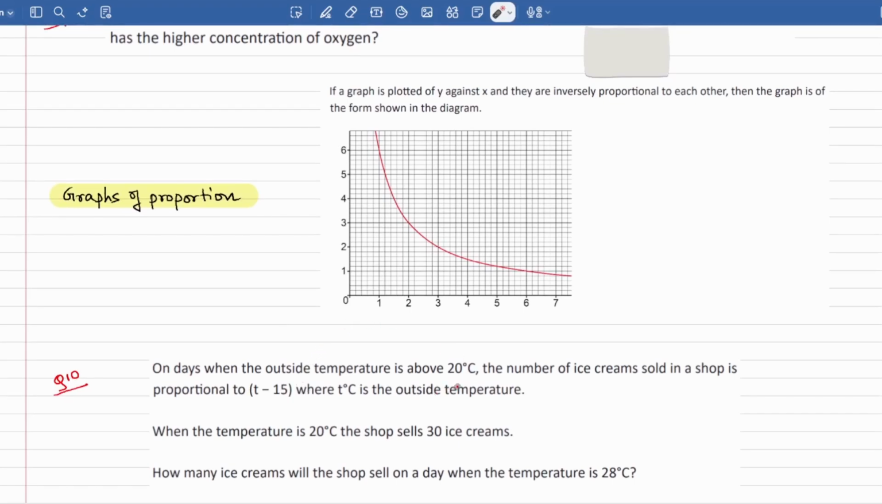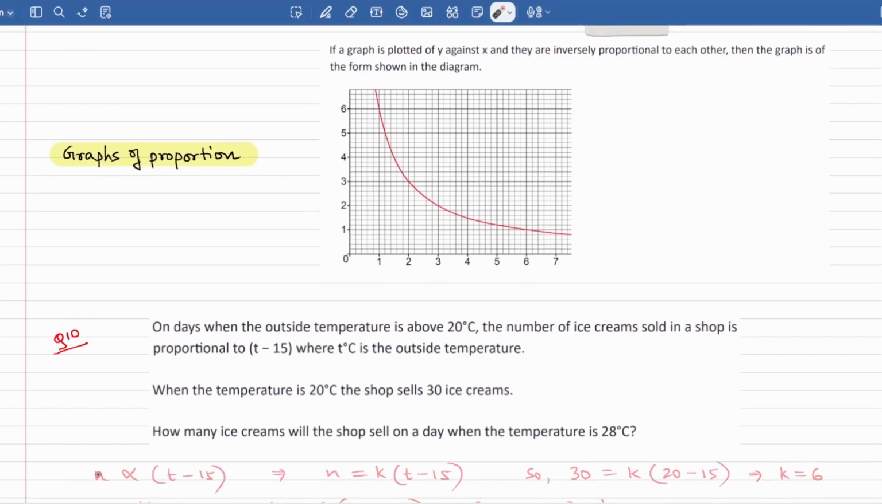On days where the outside temperature is above 20, the number of ice creams sold in a shop is proportional to T minus 15, where T degrees Celsius is the outside temperature. When the temperature is 20 degrees Celsius, the shop sells 30 ice creams. How many ice creams will the shop sell on a day when the temperature is 28?